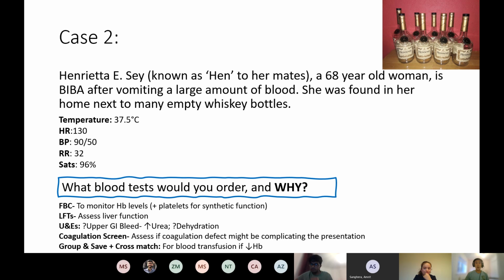Coagulation screen, especially if she's an alcoholic. Yeah, well done, Mox. You're getting them all. Fantastic. Coagulation screen, especially if she's an alcoholic, she might not have a very good liver function to produce coagulating factors. So if that's complicating her upper GI bleed, then it's worth knowing. And then group and save and cross match, like you said, Somar, well done.